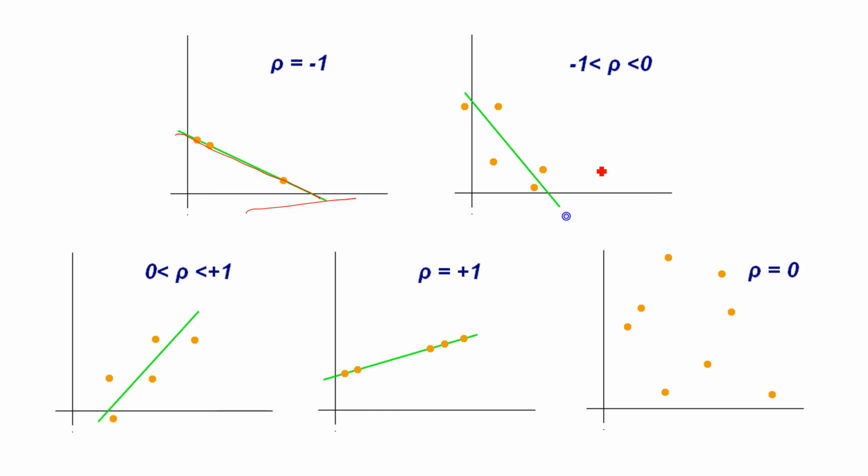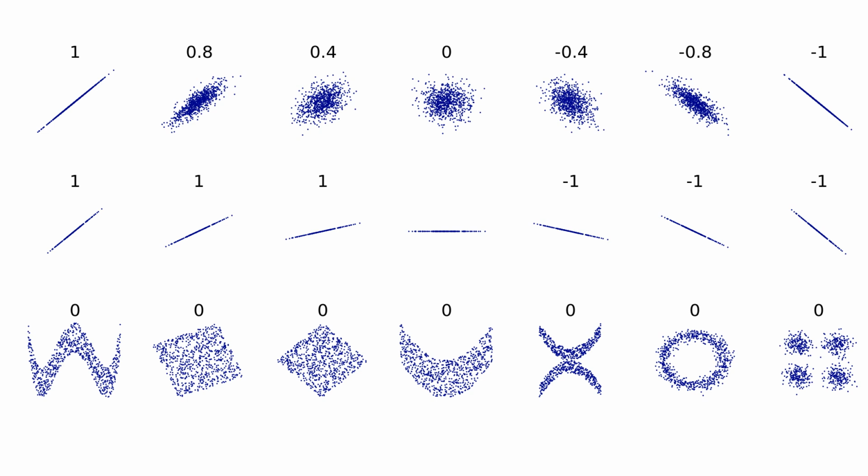This is showing you correlation between -1 to 0 and so on. You can just take a note of this. You can pause the video and try to relate this. Other than this, you can see these diagrams also, right? The value above shows what the correlation value is.